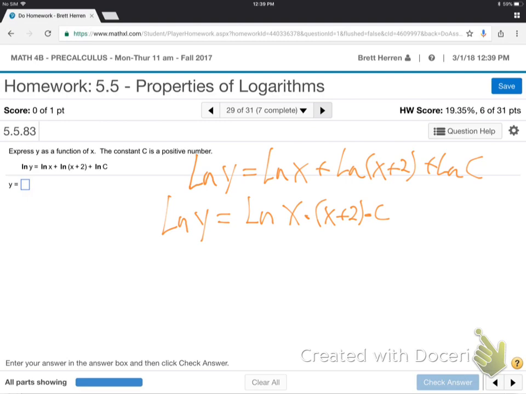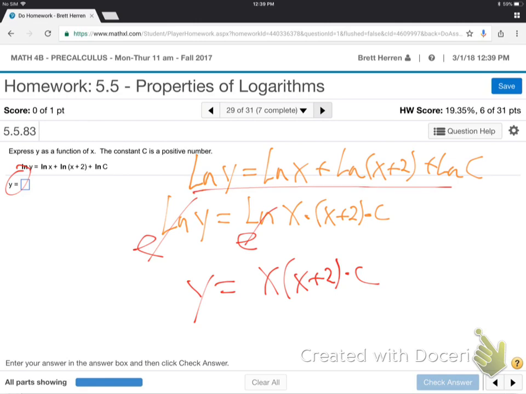Is that good? For one log multiplying, three logs added, I just use property 1 again. And now you know what to do. Just do the e thing. E, bye-bye. So y equals x times x plus 2 times c. We got y alone. That's what they're asking for. Get y alone. Equations like this all the time in biology and some of the sciences. That's how you solve for y. Good there.